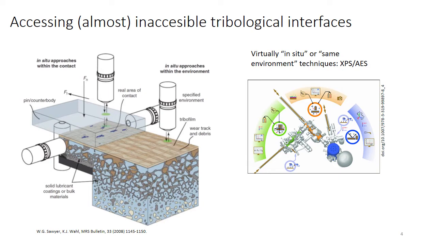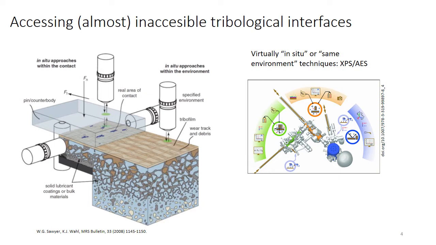Among these techniques, it should be mentioned the virtually in situ environment technique developed in Lyon in the laboratory of tribology and system dynamics, which includes both the tribological chamber and the characterization chamber. So the sample can be rubbed in vacuum and then transferred to the characterization chamber where it can be characterized.